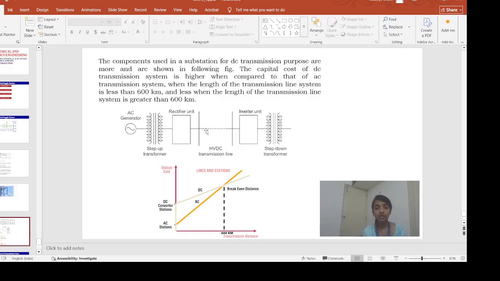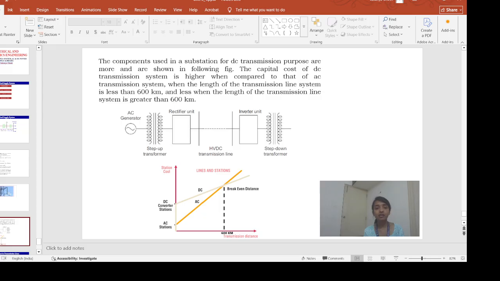So that DC voltage will easily transmit through this HVDC transmission line, and at the receiver side I need an inverter circuit because I need to convert the DC voltage back to AC voltage, and that AC voltage needs to be stepped down using a step down transformer, and then it will be distributed and utilized.